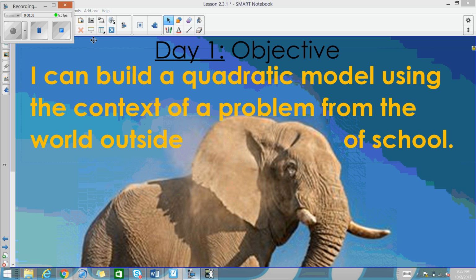All right, hi kids. So today what we're going to do is build quadratic models using problems, and within the problems we're going to basically build our first quadratics from scratch.